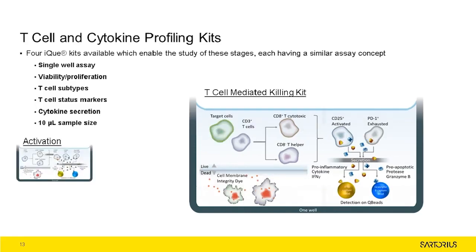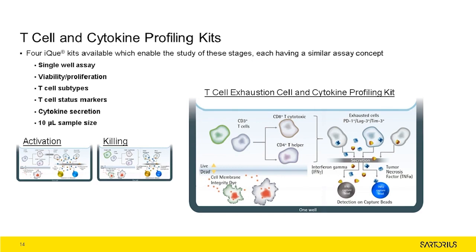The T-cell-mediated killing kit facilitates a co-culture model where an encoding dye is included so that target cells can be identified and their death through interaction with activated T cells can be quantified to give a functional readout. CD25 positive CD8 cytotoxic T cells are able to be identified, as well as granzyme B and interferon gamma release. T cell exhaustion allows for the identification of the exhaustion markers PD1, TIM3, and LAG3 on both CD8 and CD4 T cells, and also looks at both interferon gamma and TNF-alpha release.